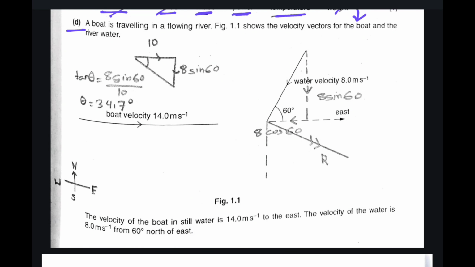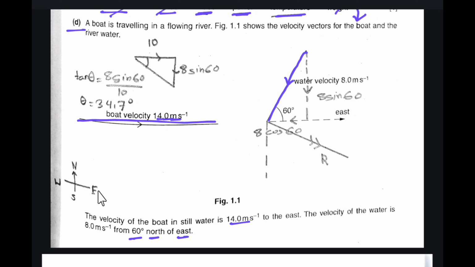In part D, a boat is traveling in a flowing river. Figure 1.1 shows the velocity vectors of the boat and the river water. So this is the velocity of the boat, and this is the direction of the velocity of water. The velocity of the boat in still water is 14 meters per second, and the velocity of the water is 8 meters per second at 60 degrees north of east.